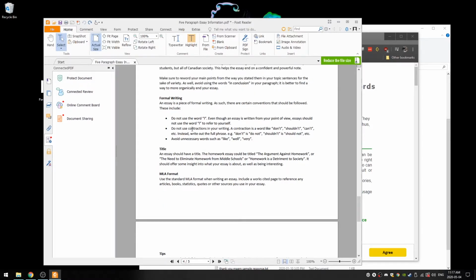Another thing is you don't use contractions in your writing. And a contraction is a word like don't, shouldn't. These are basically words that have been shortened. So don't really means do not. So you, in fact, would not use the word don't. You would write out the two words do not. That's just how formal writing is done.